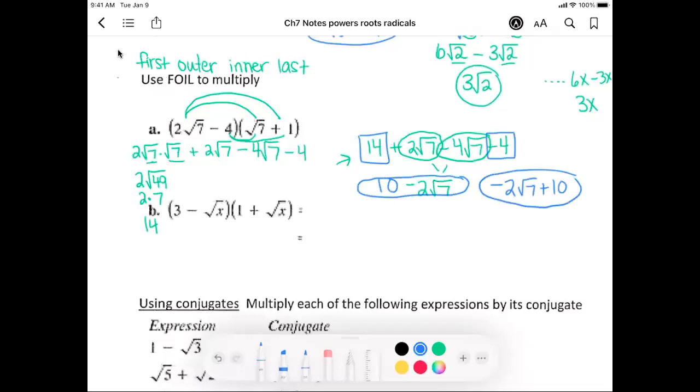Same type of process, but now we have just some variables instead. So take a few minutes, try B, and then we'll go over the answer.